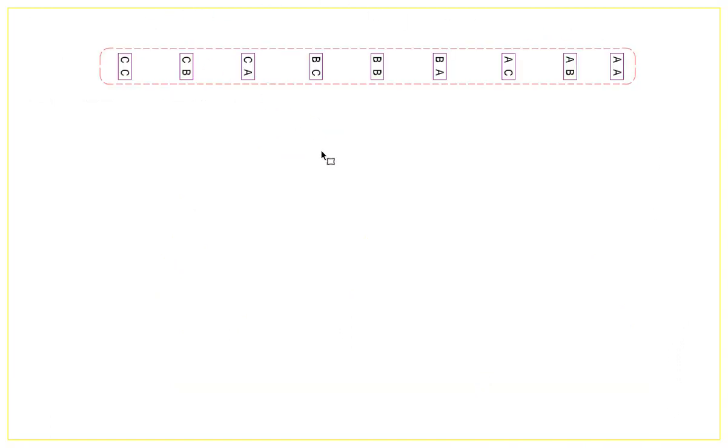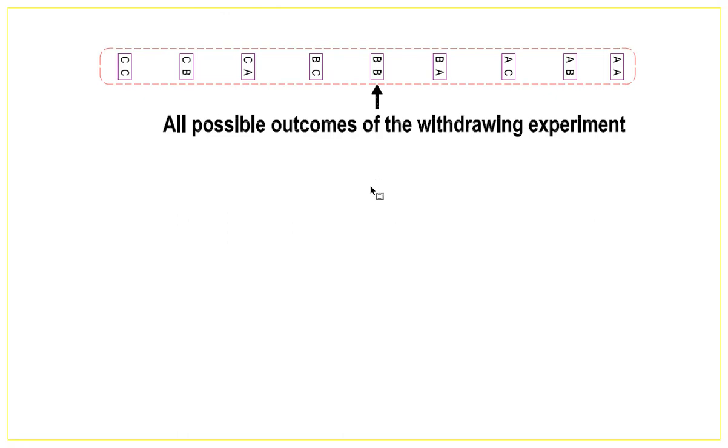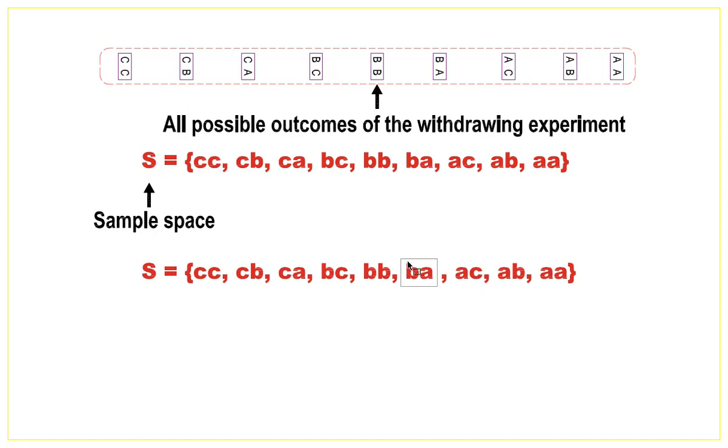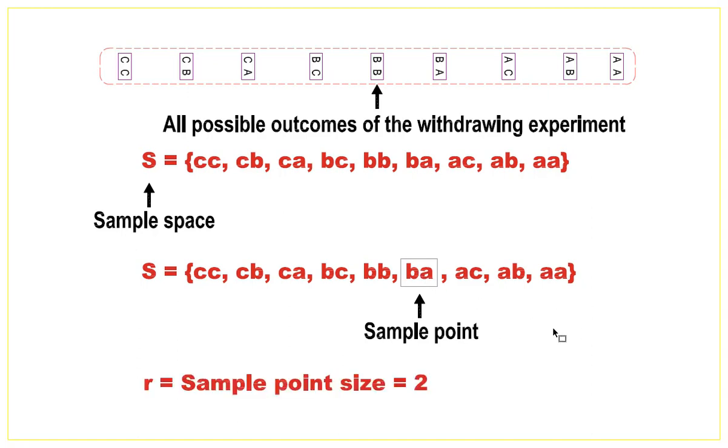We are going to write them here separately, and we can write them using set theory as set S, containing all these possibilities. This set S we may call the sample space. Actually, sample space is another name for all possible outcomes of the experiment. And if we take one element in the sample space, we are going to call it a sample point. We may also call it a generated sequence, and we are going to define the sample point size, which is the number of symbols in this element. How many symbols do we have? We have 2. So r, which is the sample point size, is equal to 2.